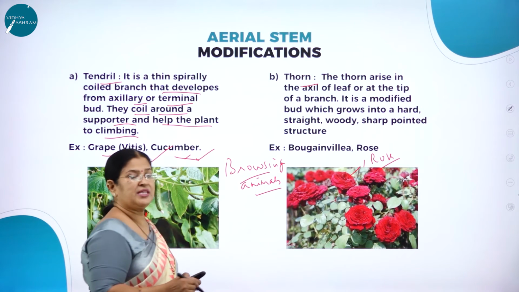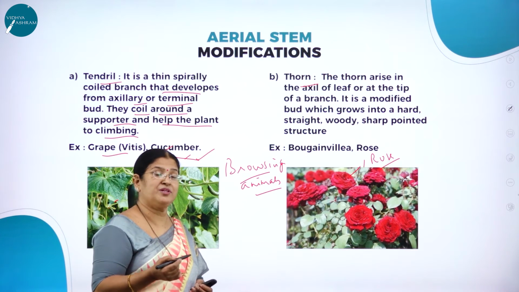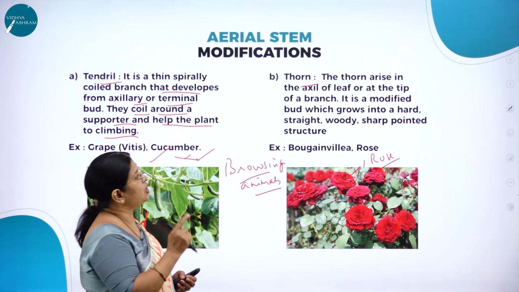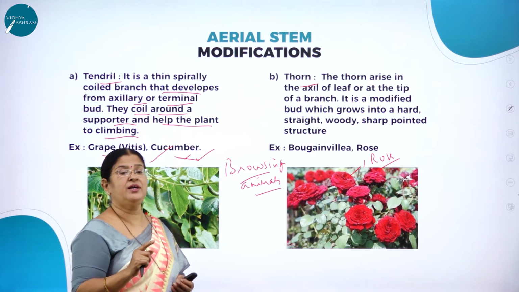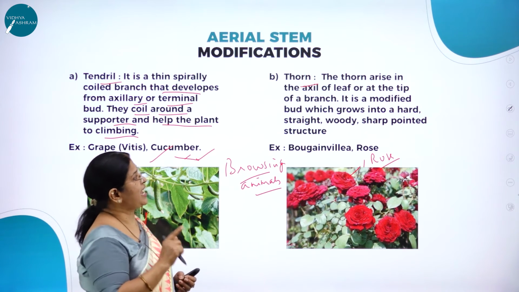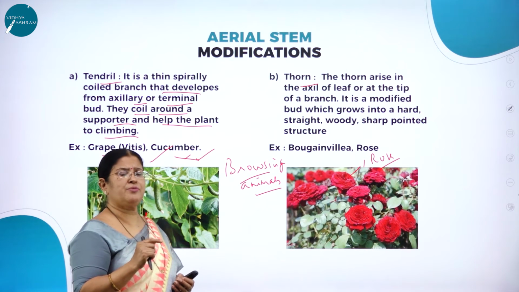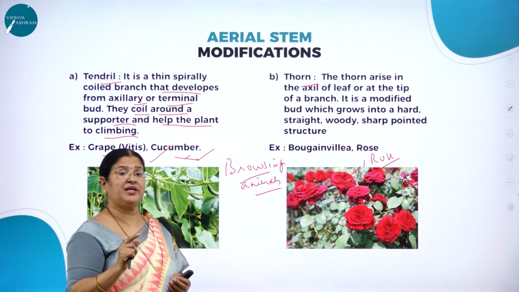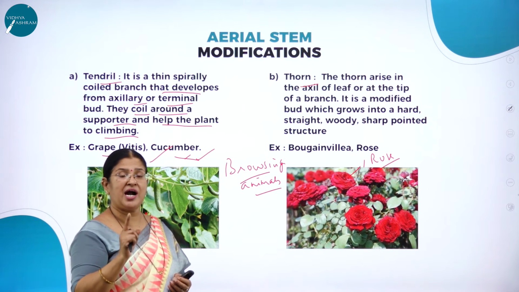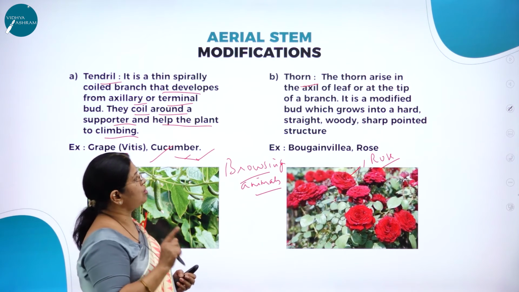So usually the browsing animals will start eating the plants. So thorn is one such mechanism which is adapted by the plants to avoid being eaten by the browsing animals. So what is a thorn? Usually you might have come across a thorn, which is nothing but a hard pointed structure where sometimes the stipules will develop into a hard spiny structure called thorns.